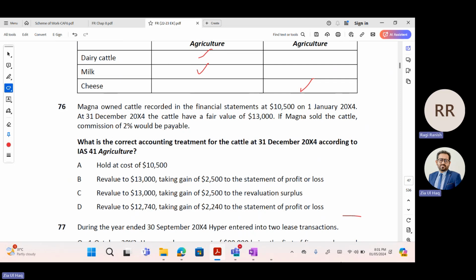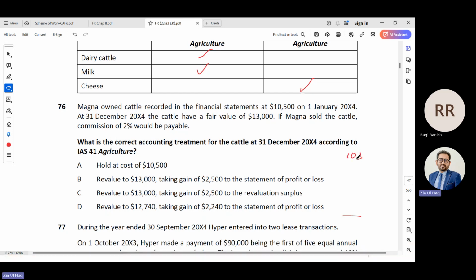Answer D. Magna owned cattle recorded in financial statements at 10,500 on 1st January 20x4. At 31st December 20x4, the cattle have a fair value of 13,000 and Magna sold the cattle, commission 2% would be payable, meaning point of sale is 2%. This means 98% of 13,000 will be the asset value at end of year.